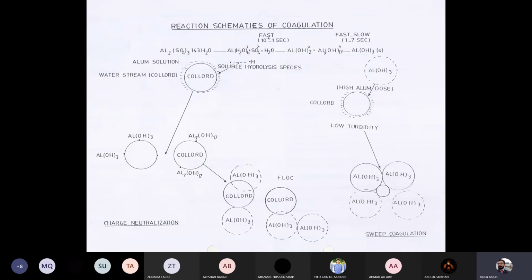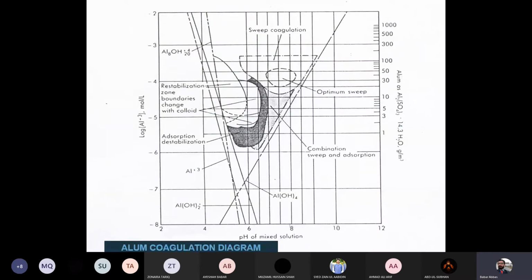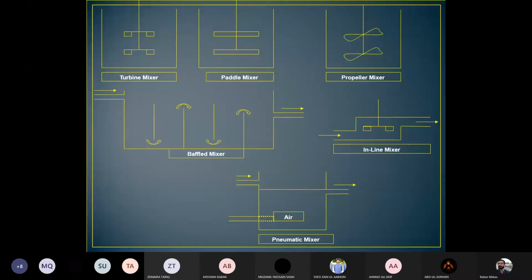This is once again the chemical reactions explanation in terms of the colloids. Then we have the pH range for optimizing the coagulation process for alum.